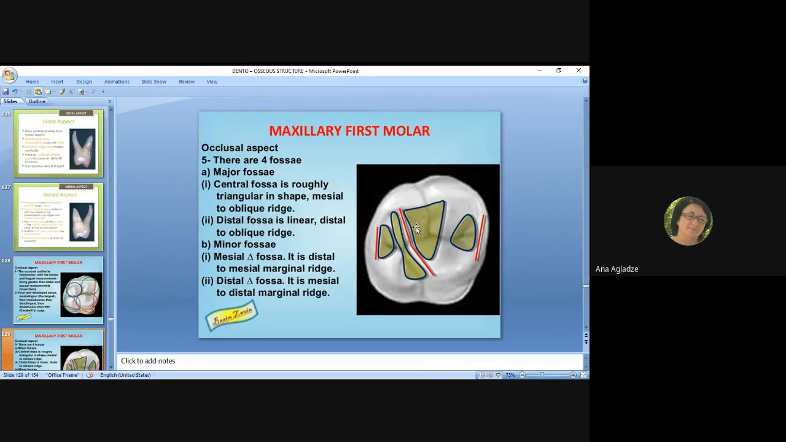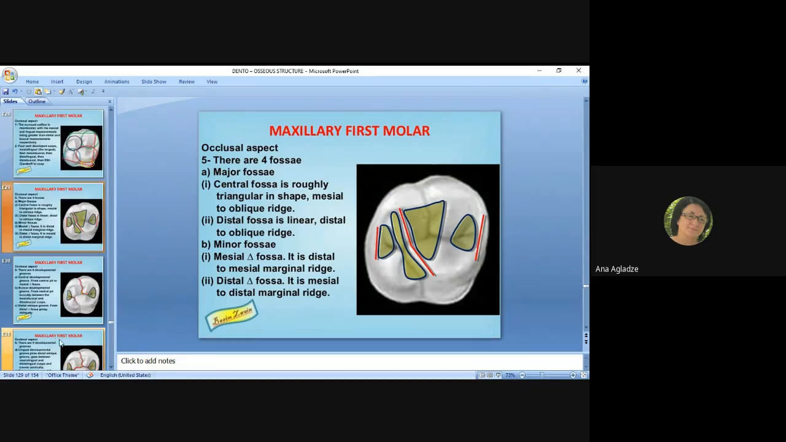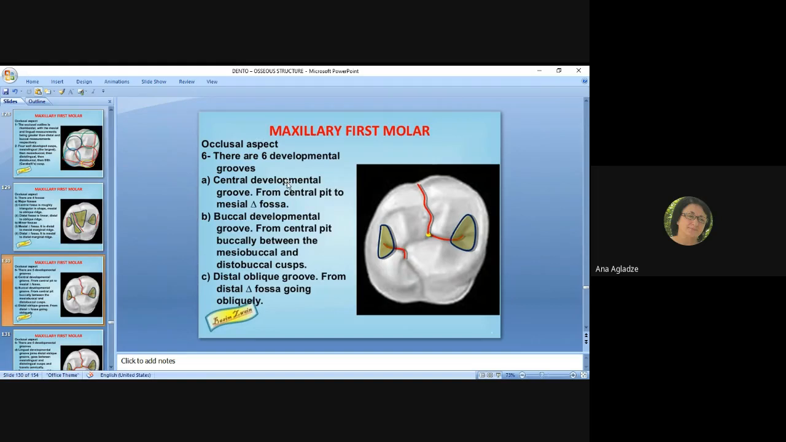it is located mesial to the oblique ridge. This is the oblique ridge, and you can see the distal fossa, which is linear, which is distal to this oblique ridge. Also, you can see the minor fossa, and you can see the mesial fossa. It is distal to the mesial marginal ridge. You can see the distal fossa. It is mesial to the distal marginal ridge. Then you can see the occlusal aspects.